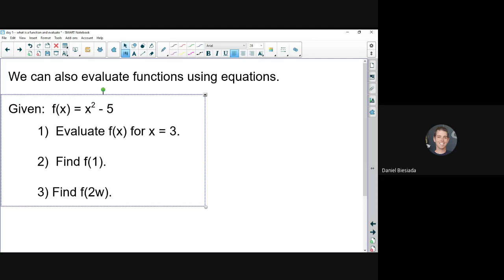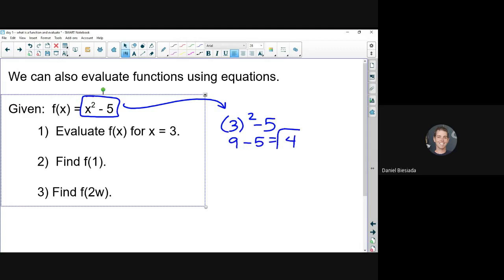So for number 1, evaluate f of x for x equals 3. And what we do is we take the equation part of this, which is x squared minus 5, and we're going to substitute in whatever value or variable they're giving us. So in this case, they're saying that x is equal to 3. So I take that function and I replace the x with a 3. Note that I put that 3 in parentheses. It's always a good idea to put whatever you're substituting in parentheses. And in this situation, 3 squared is 9, 9 minus 5, and that's equal to 4.